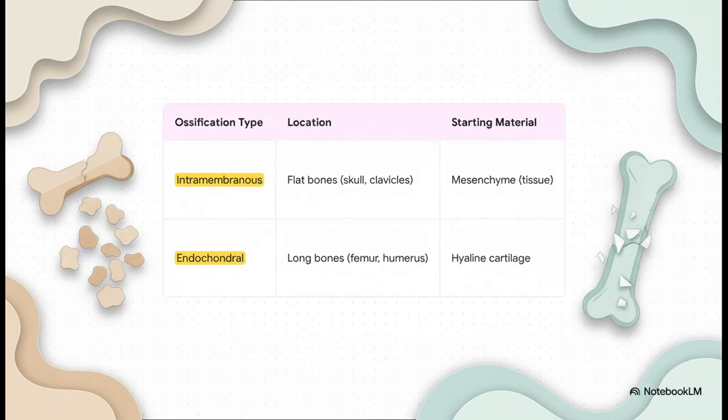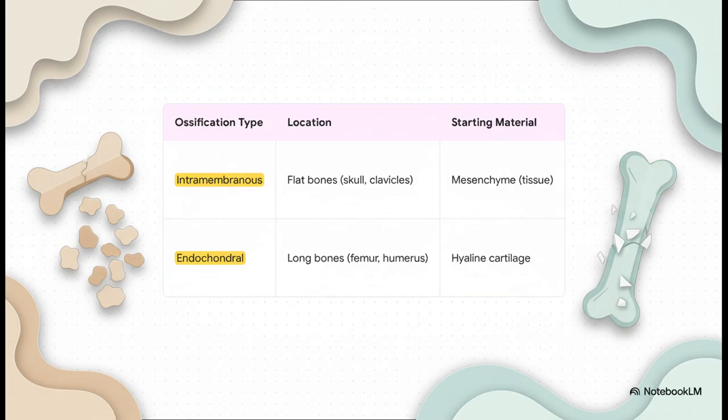Okay, so right off the bat, this slide gets to the heart of it. It all comes down to the why. On one side, you've got intramembranous ossification. This is for building flat bones. Think your skull, your clavicles. It works directly from a kind of primitive embryonic tissue called mesenchyme. It's almost like 3D printing bone right where you need it for fast, strong protection.